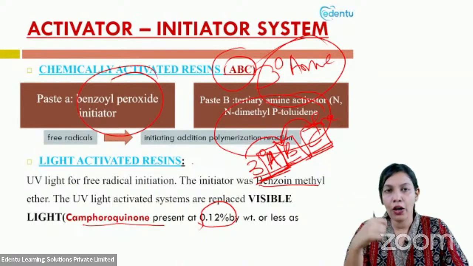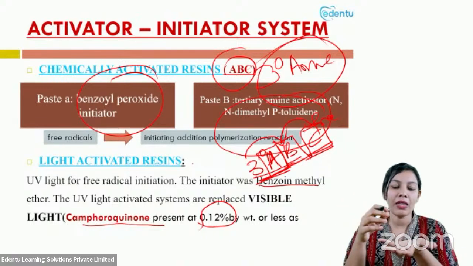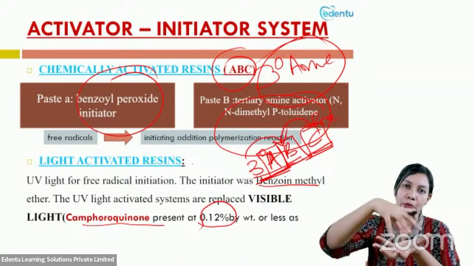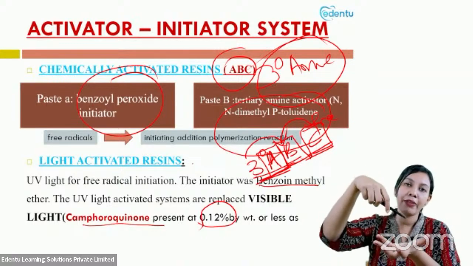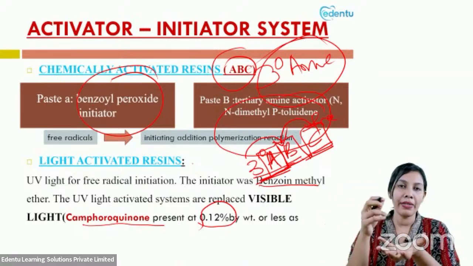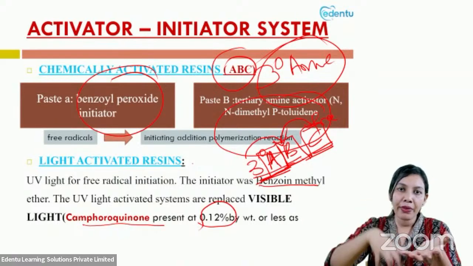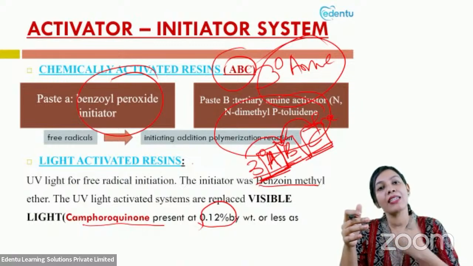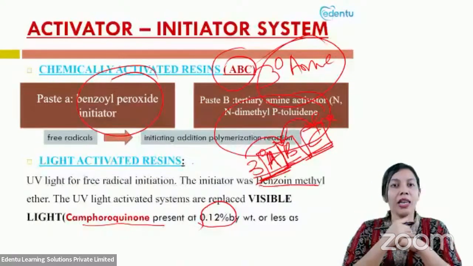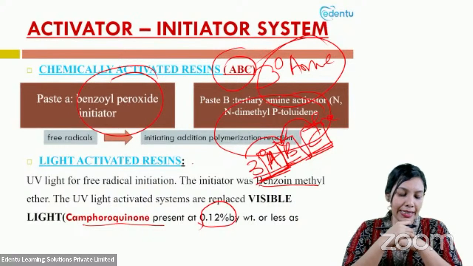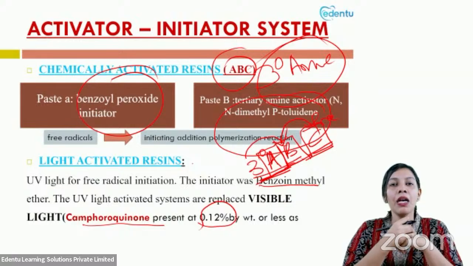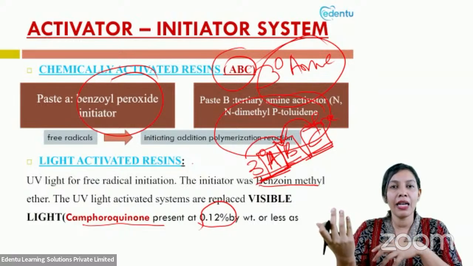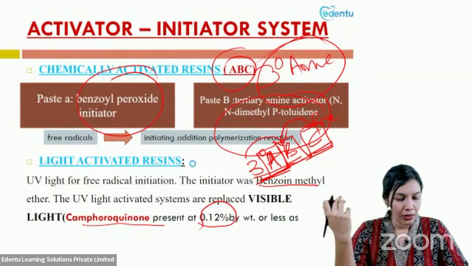And the depth of curing. Depth of curing means, in a cavity where we place composite and apply light from the source, how deep into the restoration will the light penetrate and cause curing? That is the depth of penetration. For UV light, the depth of penetration is not up to the level, about 1.5 mm. But in the case of visible light, it is about 2 mm.